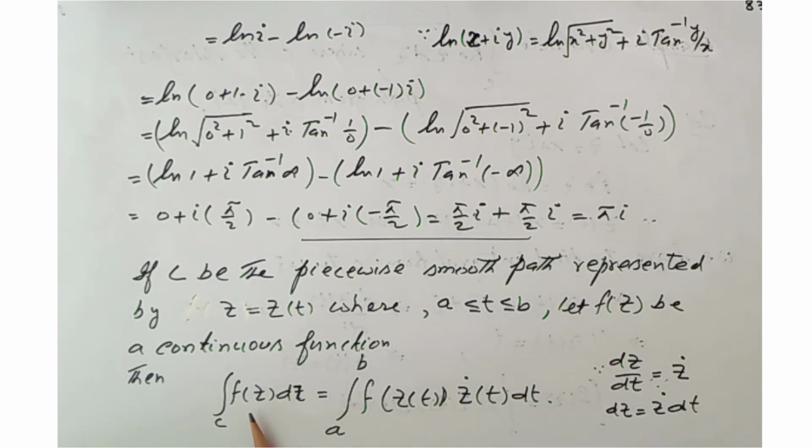to integrate the complex functions when the function is in the form of z of t, and this is the limit of t from a to b. Derivative of z with respect to t can be written as z dot, so dz equals z dot into dt. This is the formula when we integrate the complex functions, and we can easily find the integral when the equations are given in the parametric form.